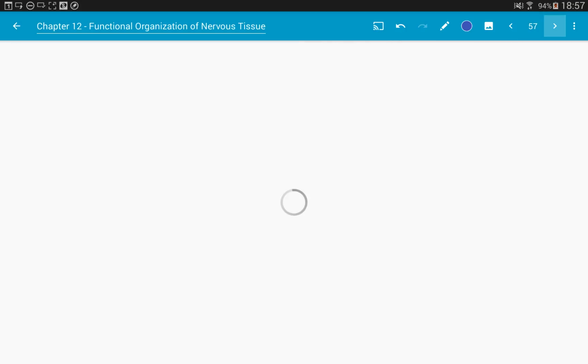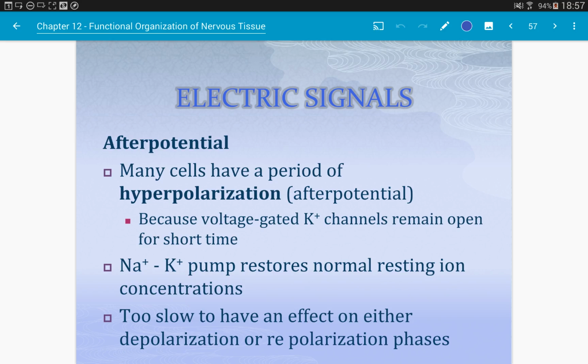So moving on to slide 57, we're going to talk about what afterpotential is. Many cells, after they've been stimulated, are trying to reach resting membrane potential, but during that time there is a period where a lot of cells are hyperpolarized. Do you guys remember what hyperpolarized means? How would you describe it?